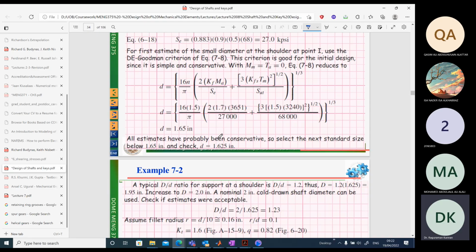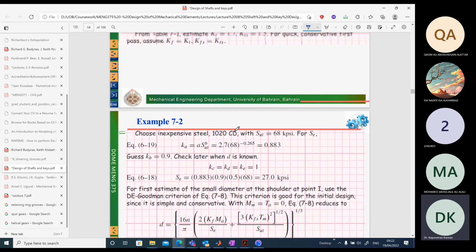So from some table which has the standard sizes of the shaft, he has obtained over here, instead of using 1.65 inches, the standard size given is 1.625, and he has chosen 1.625 inches as the standard size, even though the diameter is lesser. Now, since he chose the lesser diameter, he is going to check the factor of safety for using the D value equal to 1.625.